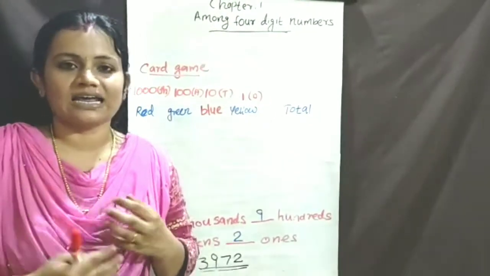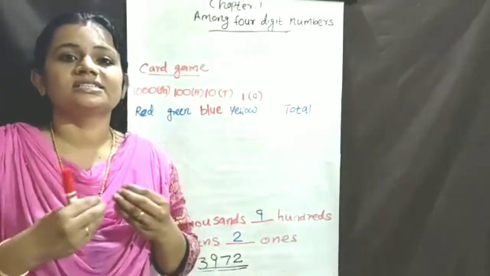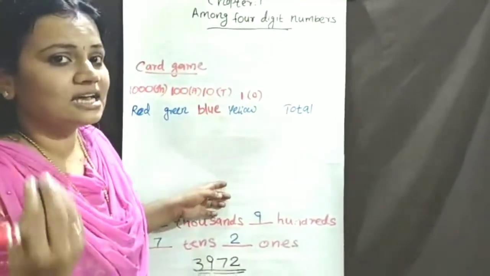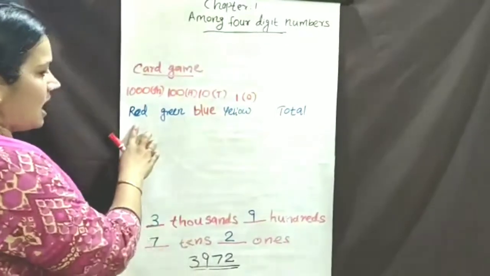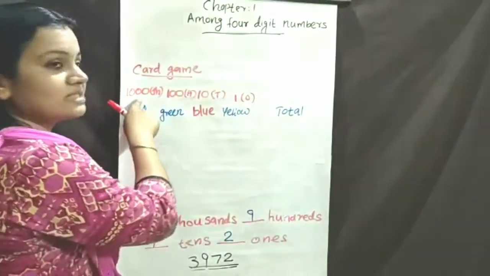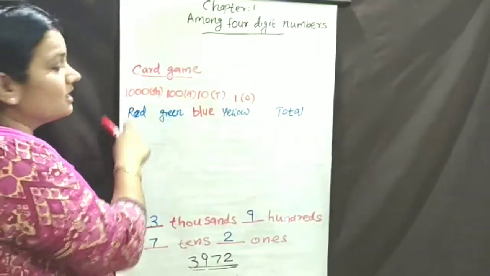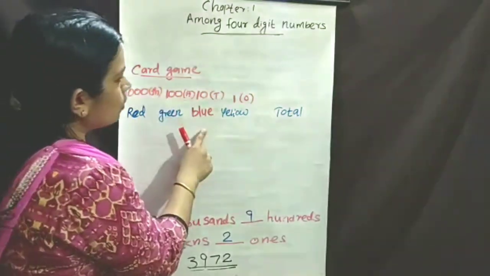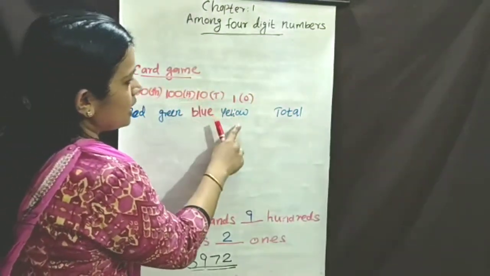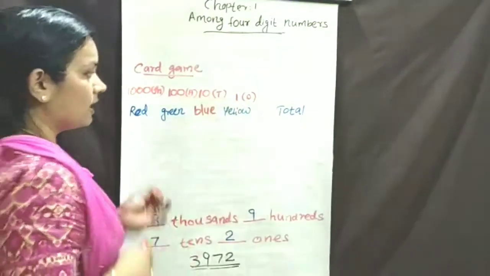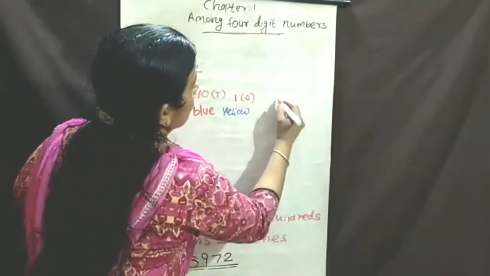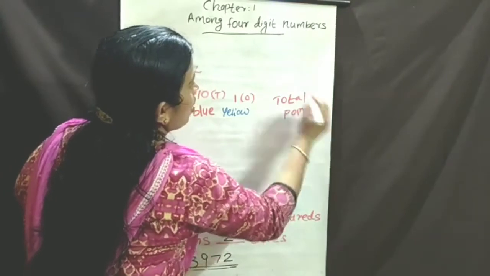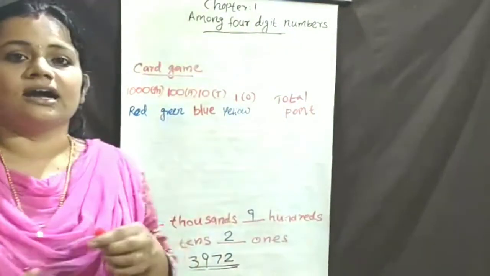Students are allotted each color, and each color has points. The red card has 1000 points, green 100 points, blue 10 points, and yellow 1 point. We want to write the total points.